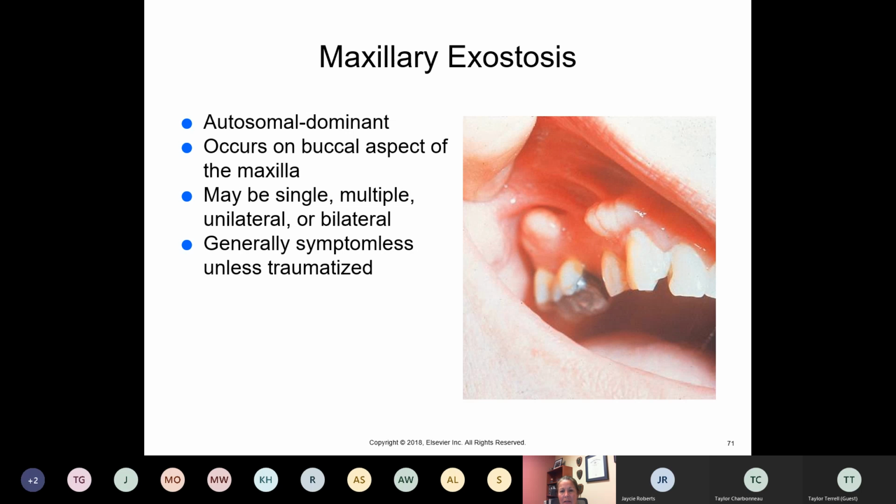This can make anesthesia challenging. If you were trying to give a PSA on this person, you can see how you'd have to go way back over and around that exostosis that's sticking out by those molars.